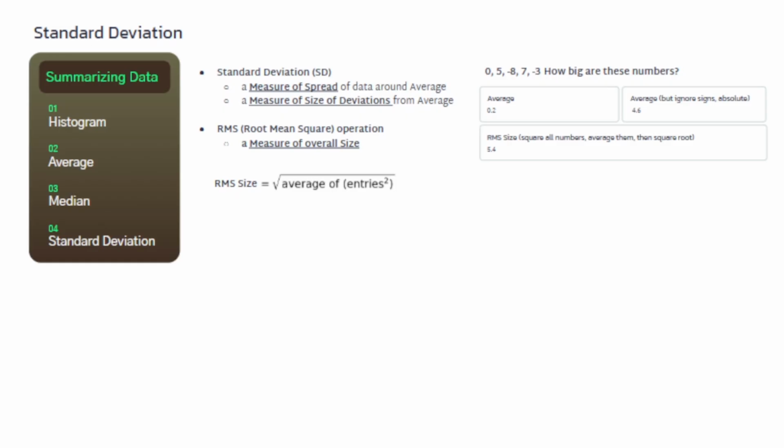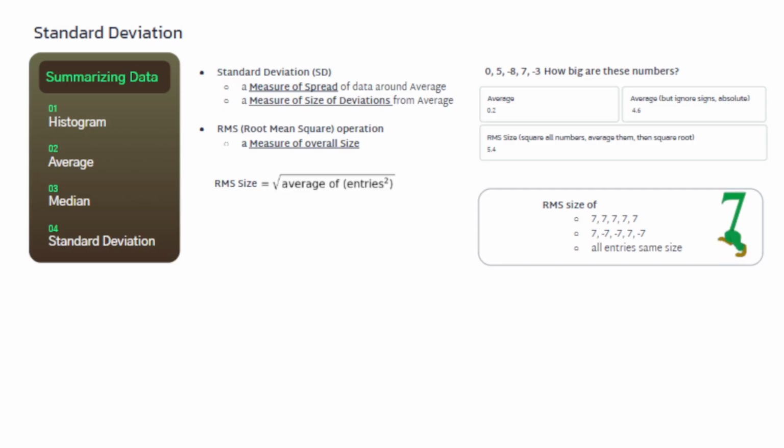Now let's look at another example. What is the RMS size of this list? 7, 7, 7, 7, 7, 5 sevens. So remember, the RMS is a measure of the overall size of your data. And in this example, all the numbers equal 7. So how do you put an estimate on the size of your data set when all of them are 7? It's easy. You don't even have to calculate. It's 7. They all equal. If you take the average, you get 7. If you get the RMS, you will get 7.